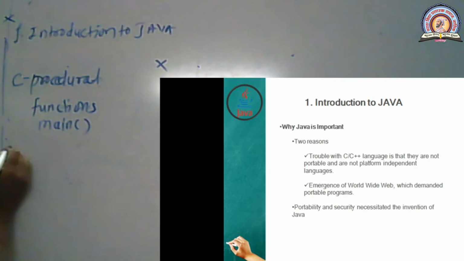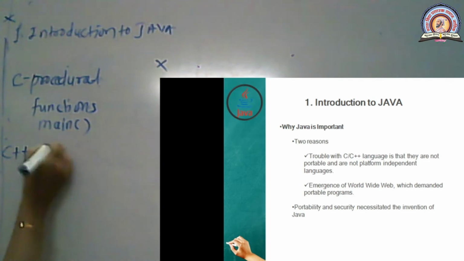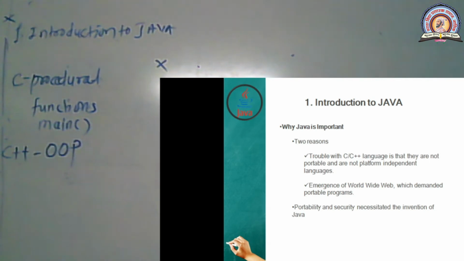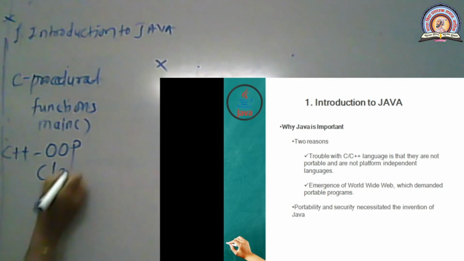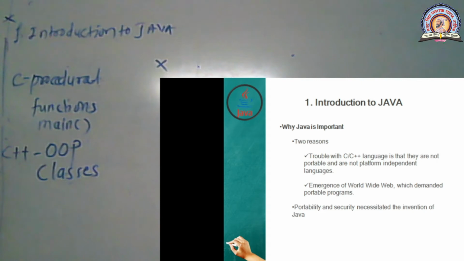In second year, you have studied a programming language, that is C++, which is an object-oriented programming language. Now, what is the object-oriented programming language? Here, the building blocks of object-oriented programs are the classes and the objects.